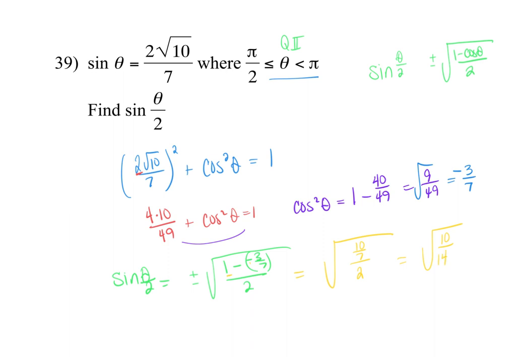You can reduce it. You can reduce it before you rationalize it. So you can reduce it just like you would any fraction. You end up with the square root of 5 over 7, which is the square root of 5 over the square root of 7. You do want to multiply the top and the bottom by that square root of 7. So you have the square root of 35 over 7.